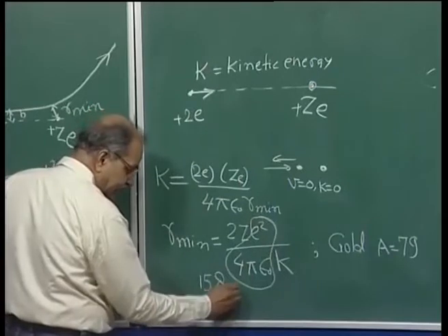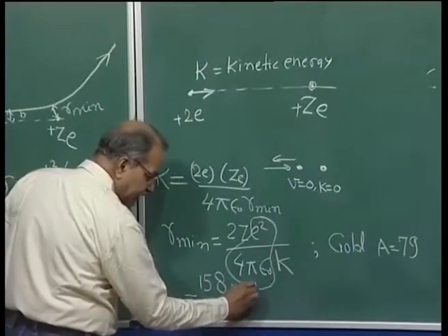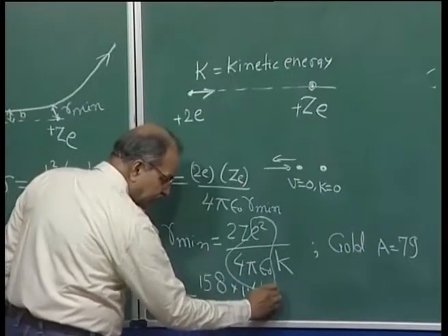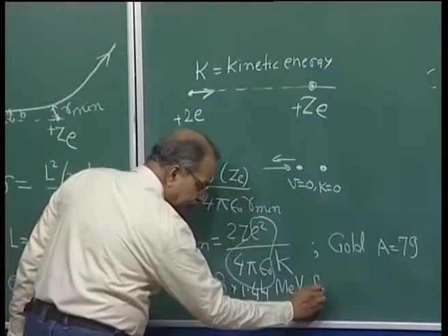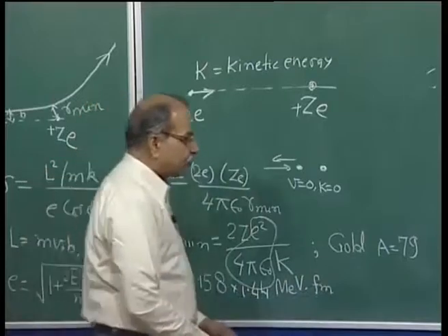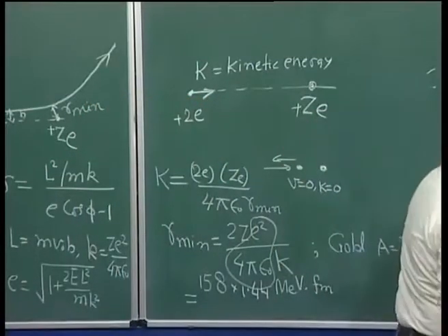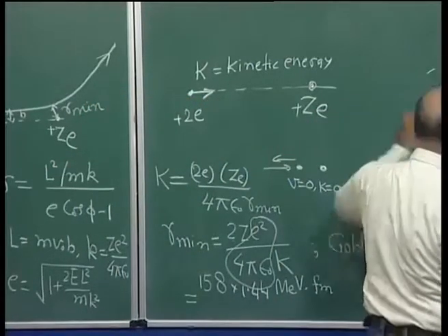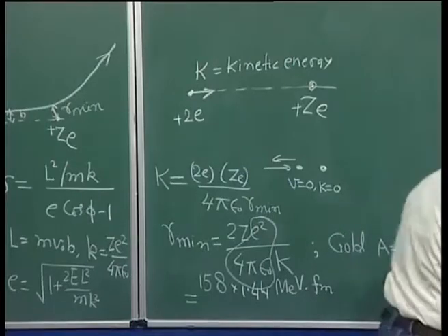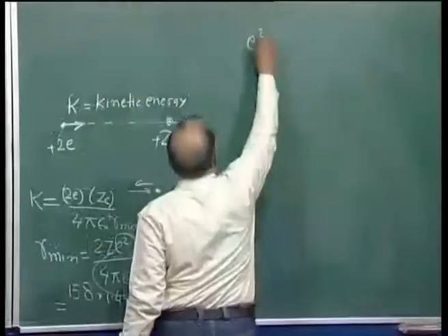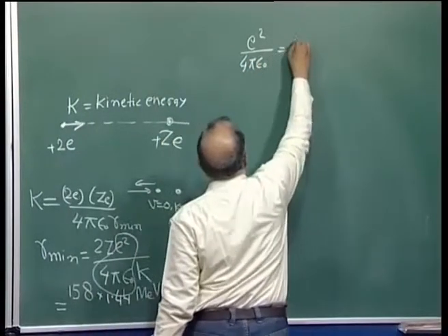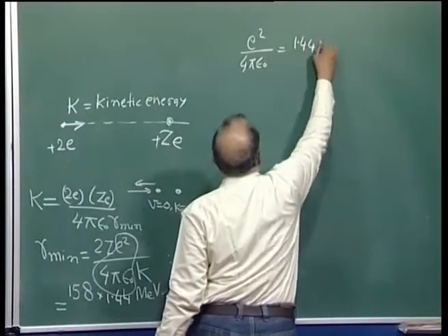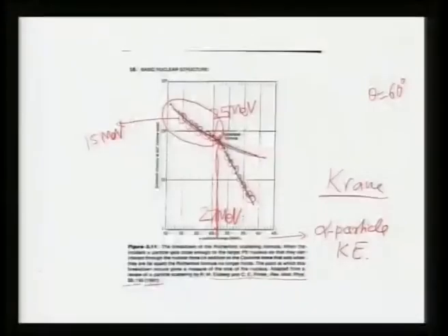This quantity is again a useful quantity to remember. It is 1.44 mega electron volt femtometers. Okay. This quantity will be quite useful, several times you will encounter this. So, it is good to remember this, e squared over 4 pi epsilon naught. This quantity turns out to be 1.44 MeV femtometers.